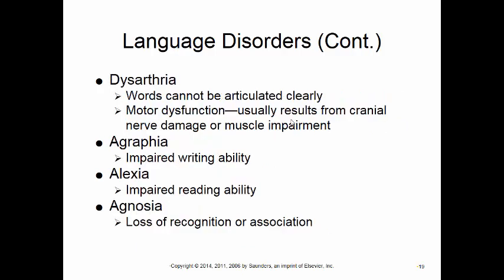Dysarthria is where words cannot be articulated clearly, usually due to motor function. Agraphia is impaired writing ability. Alexia is impaired reading ability. Agnosia is loss of recognition or association.